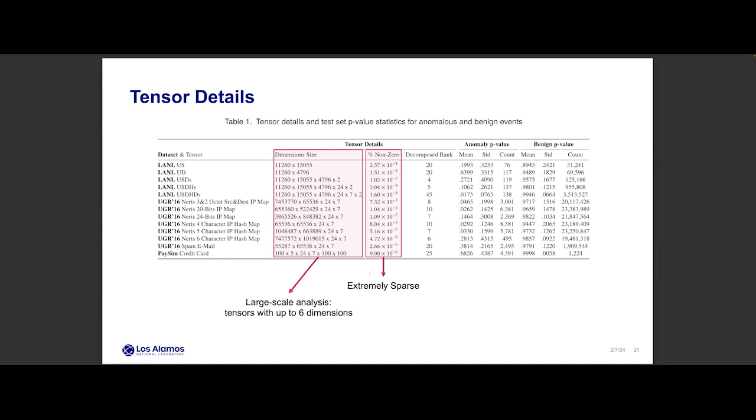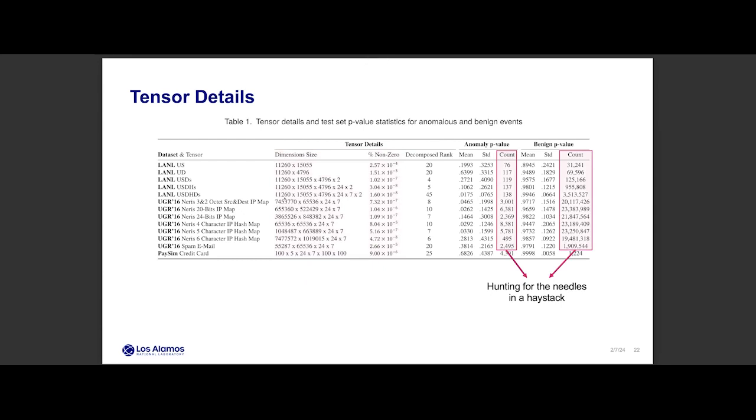So we get extremely sparse tensors that don't take a lot of space in memory, and we can decompose them really fast, although it is a large tensor. The second thing to point out is that we have a lot of entries in this tensor, but only a few anomalies that we're trying to detect. So again, needles in a haystack.